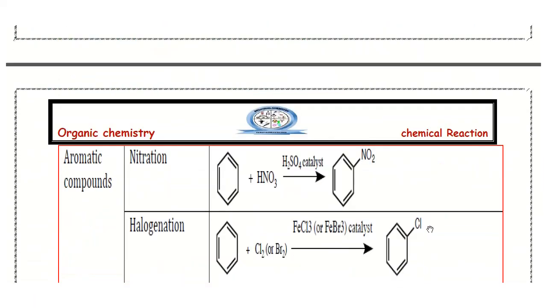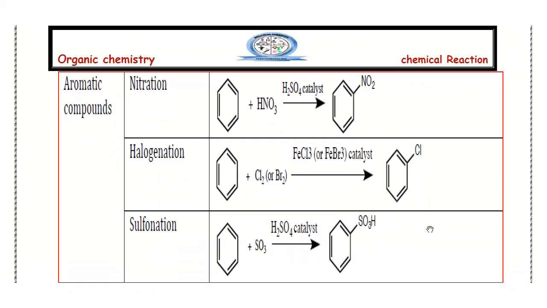The other example of the substitution reaction is halogenation. Halogenation is the substitution of one of the aromatic sites of benzene with any type of halogen molecule, like chlorine or bromine, depending on the type of halogen, and it mostly occurs in the presence of a catalyst like FeCl3 or FeBr3. So the example is chlorobenzene, and the catalyst required for the nitration of benzene is sulfuric acid.